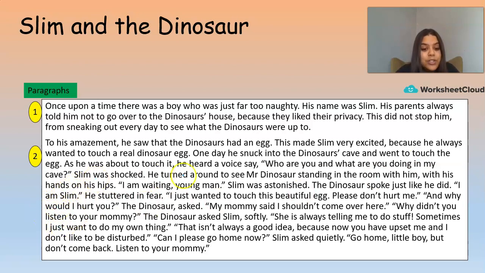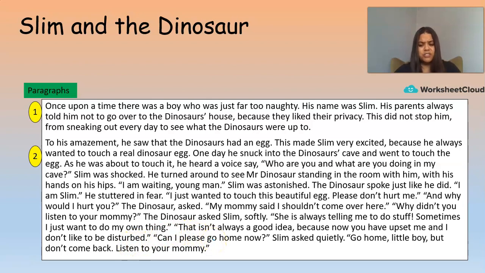One day, he snuck into the dinosaur's cave and went to touch the egg. As he was about to touch it, he heard a voice saying, "Who are you and what are you doing in my cave?" Slim was shocked. He turned around to see Mr. Dinosaur standing in the room with him, with his hands on his hips. "I'm waiting, young man." Slim was astonished. The dinosaur spoke just like he did. "I'm Slim," he stuttered in fear. "I just wanted to touch this beautiful egg. Please don't hurt me." "And why would I hurt you?" the dinosaur asked.